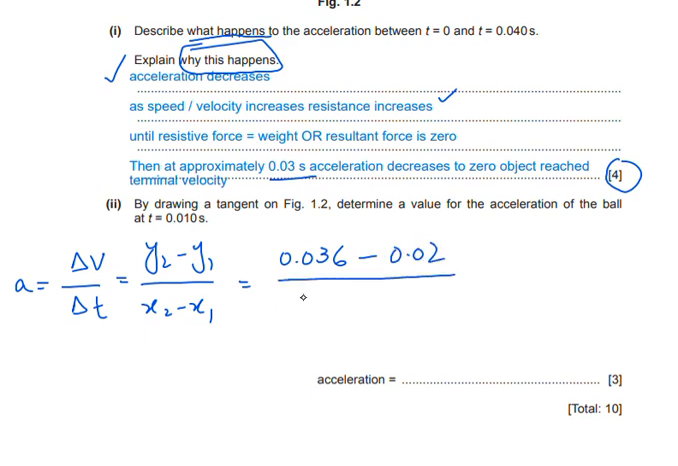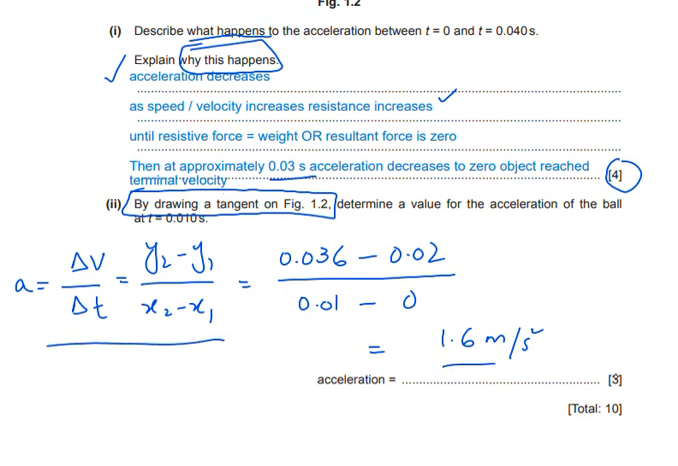So x2 was 0.01, we located at the same point, and that was 0. So on calculating, we'll get this value as 1.6 meter per second square. So by using this word command statement, you have to draw it, okay, then use this formula and get the final answer, then and only you will be able to score full 3 marks, okay.